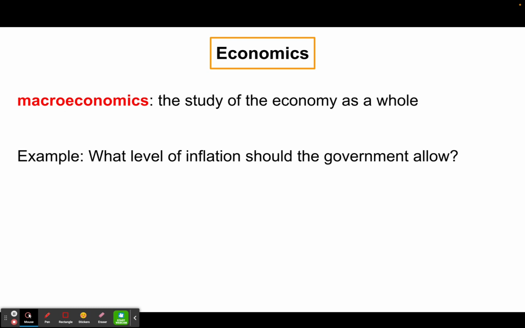The other major branch of economics is called macroeconomics. The prefix macro here means big or large, and it is the study of the economy as a whole. So if micro is zooming in on individuals and businesses, macroeconomics is zooming out on the big picture of the economy as a whole. So, for example, a question you would study in macro is, what level of inflation or prices should the government allow? Prices touch every part of the economy, and that's why it's studied in macro.